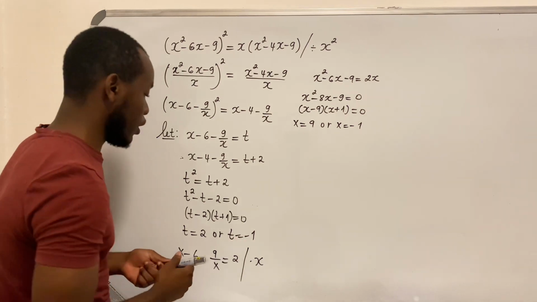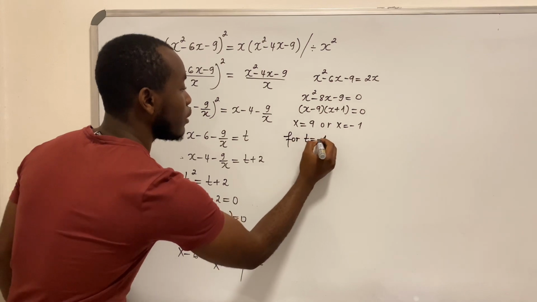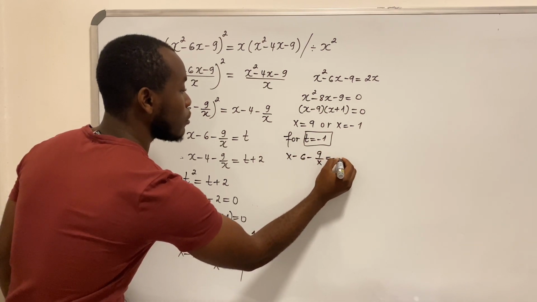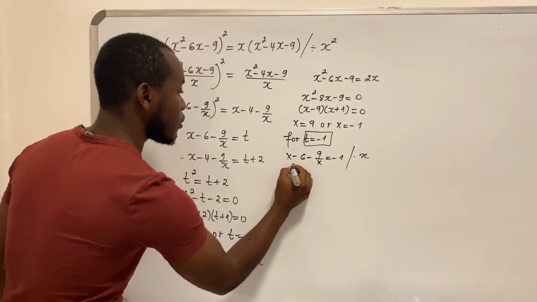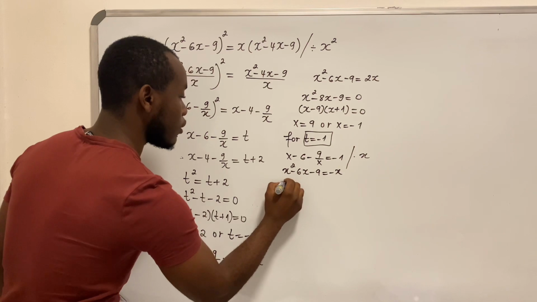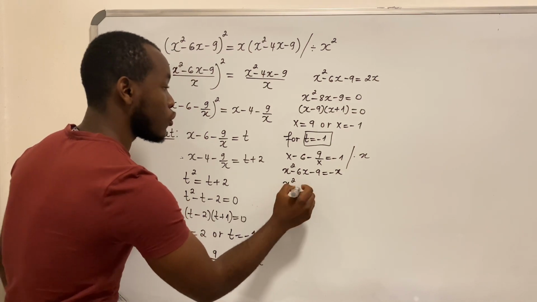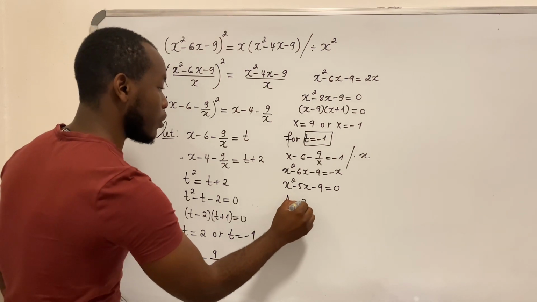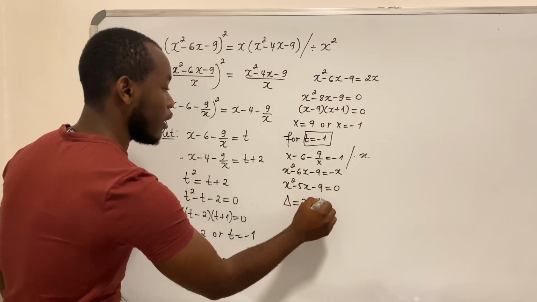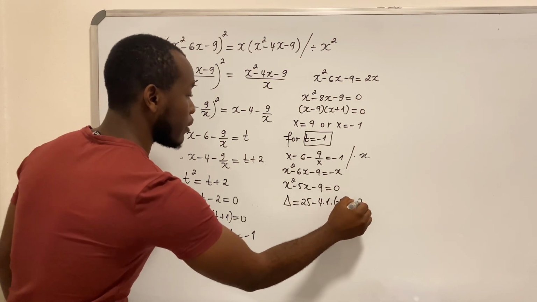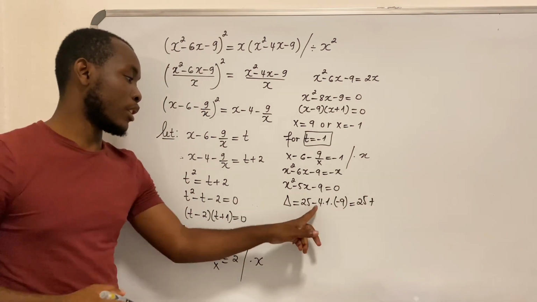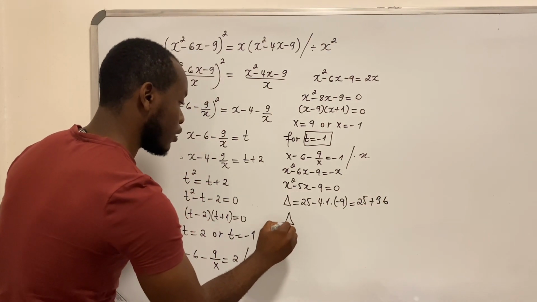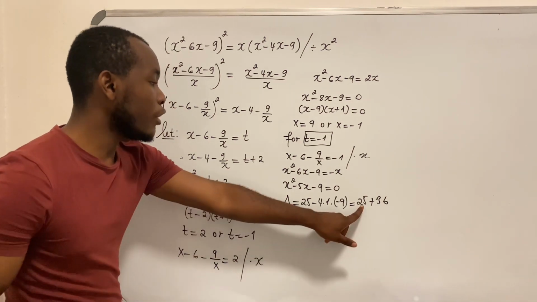Now let's use t equal to negative 1. For t equal to negative 1, that means here x minus 6 minus 9 over x will be equal to negative 1. If we multiply by x, we have x squared minus 6x minus 9 equal to minus x. So this x comes here, positive, so it will be x squared minus 5x minus 9 equal to 0. Let's find the delta. We have 25 minus 4 times a times negative 9. We have 25 plus, because negative and negative is positive, and then we have 4 times 9, which is 36. So delta will be equal to 25 plus 36.